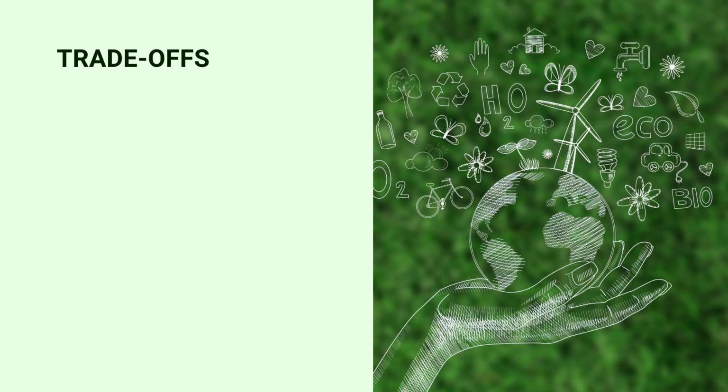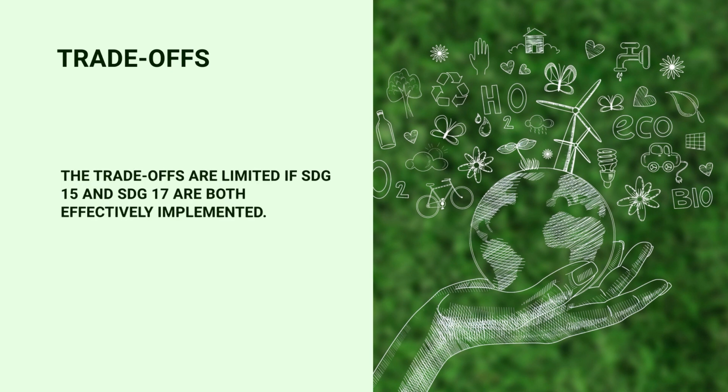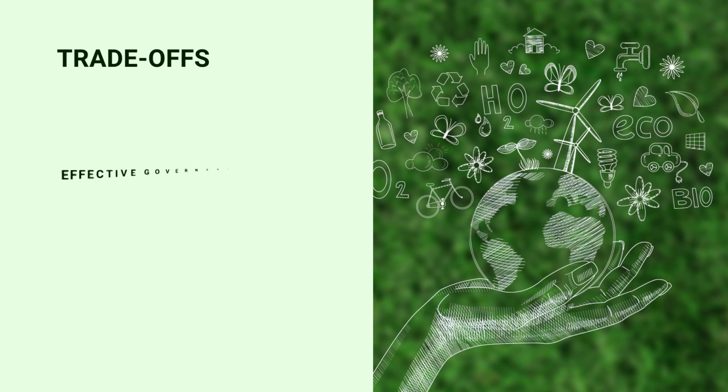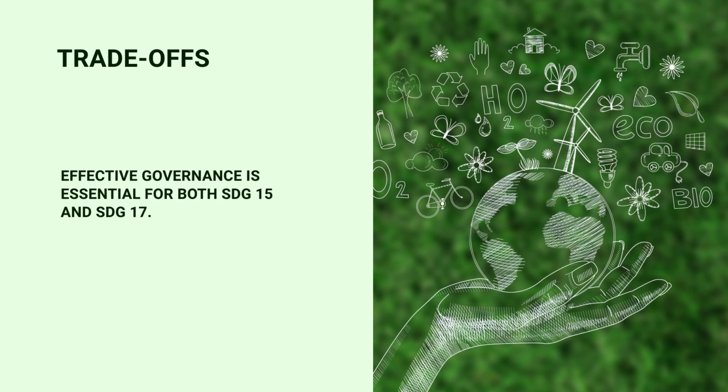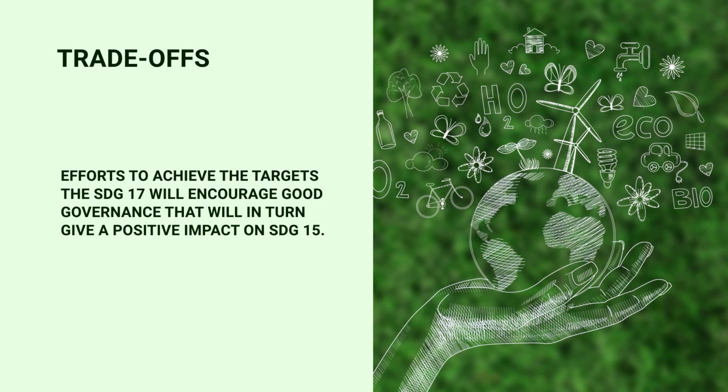Now we will talk about the trade-offs which are linked here. The trade-offs are limited if SDG 15 and SDG 17 are both effectively implemented. At the same time, effective governance is essential for achieving both SDG 15 and SDG 17. Efforts to achieve the targets of SDG 17 will encourage good governance, and then eventually that will have positive impact on achievement of SDG 15.